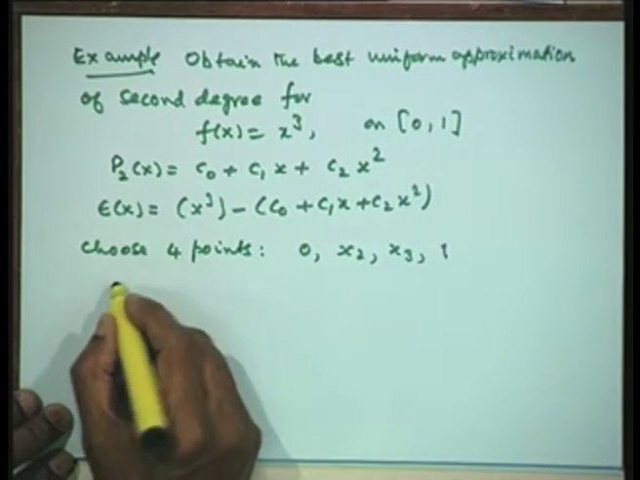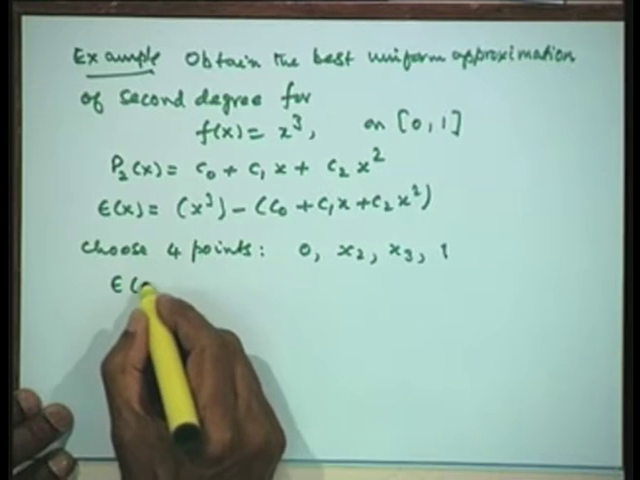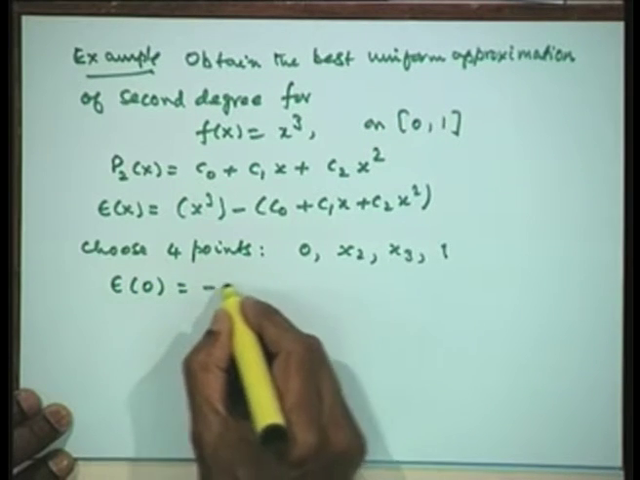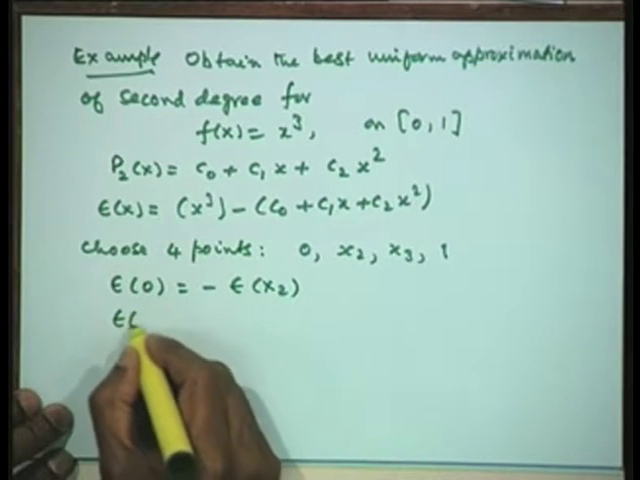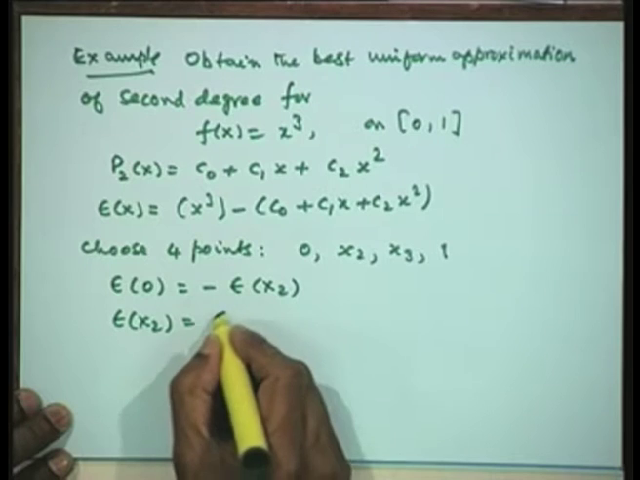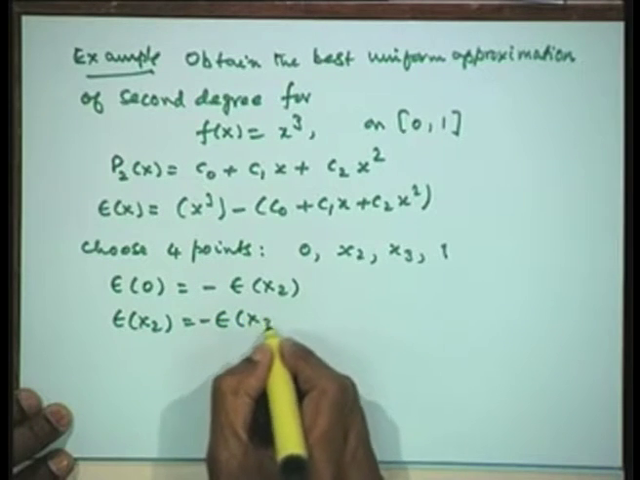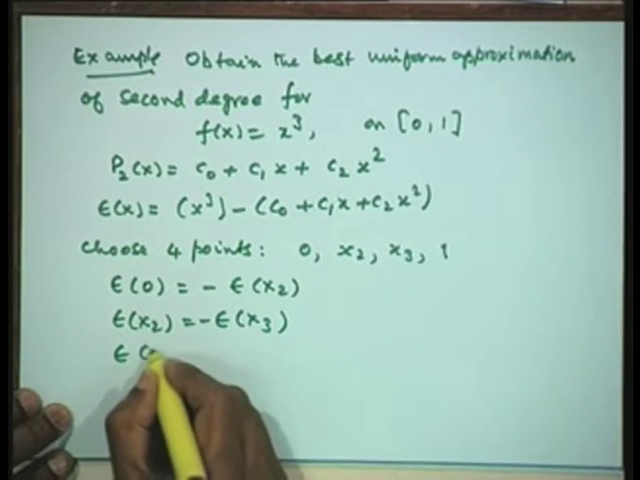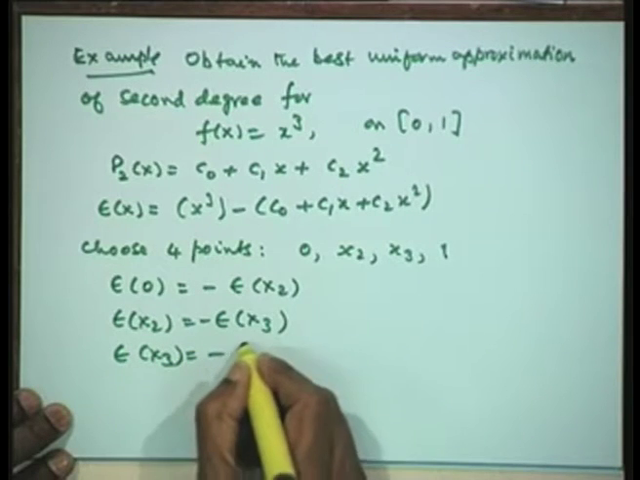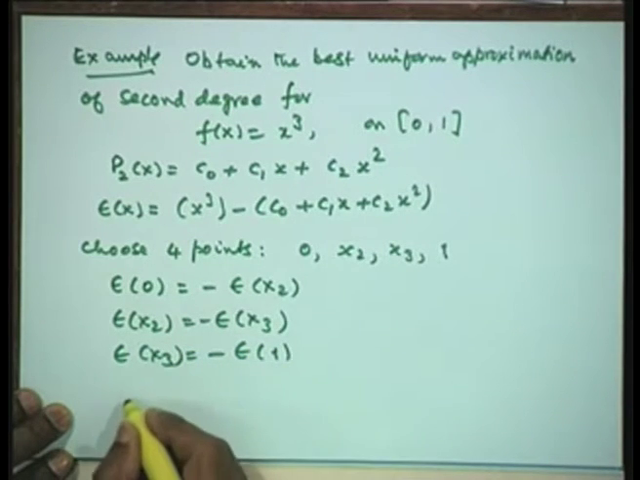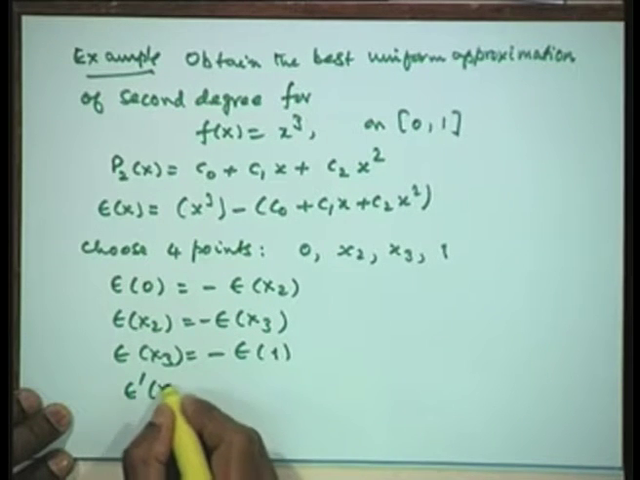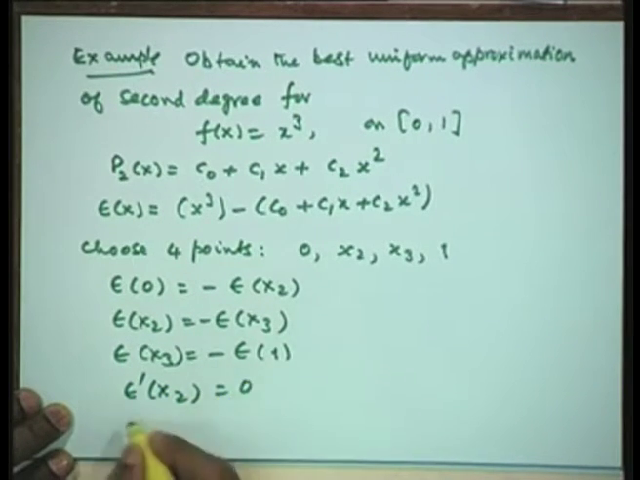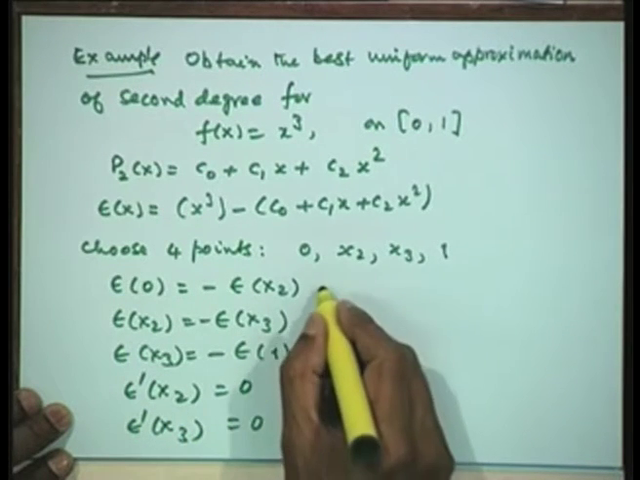Now let us first write down all the equations which we should get here, that is epsilon 0 is equal to minus epsilon at x 2, epsilon at x 2 is equal to minus epsilon at x 3, epsilon at x 3 is minus epsilon at x 1. Then we have the derivatives, epsilon dash at x 2 is equal to 0, epsilon dash at x 3 is equal to 0.